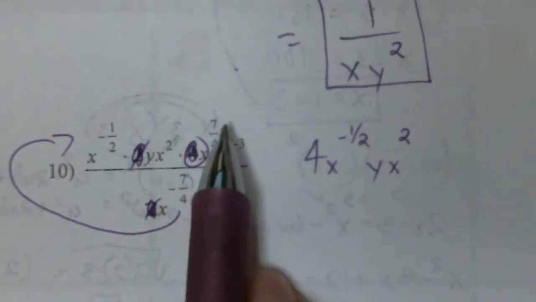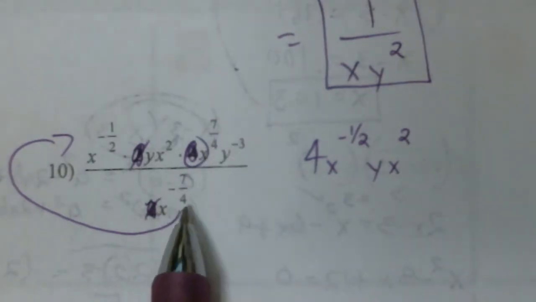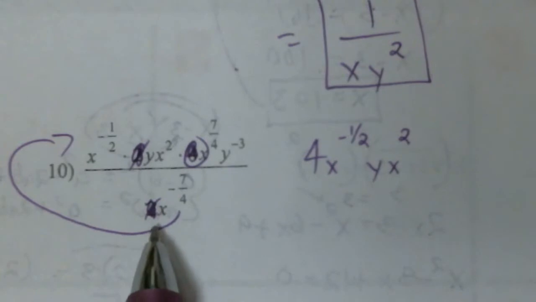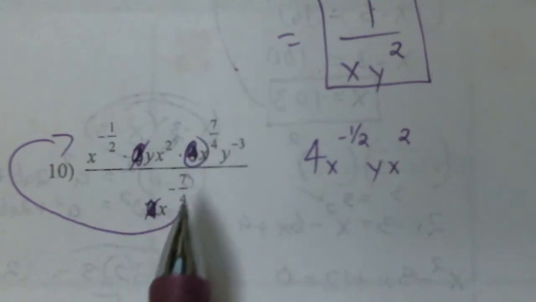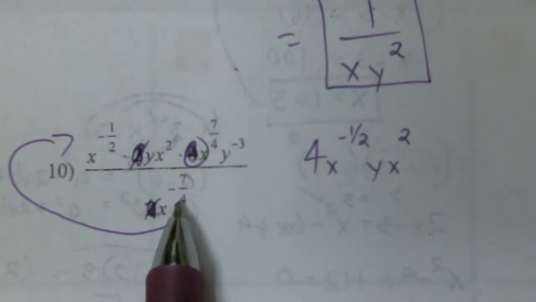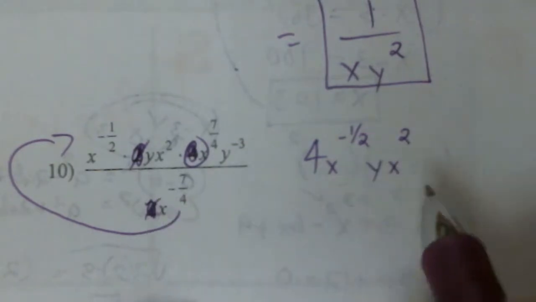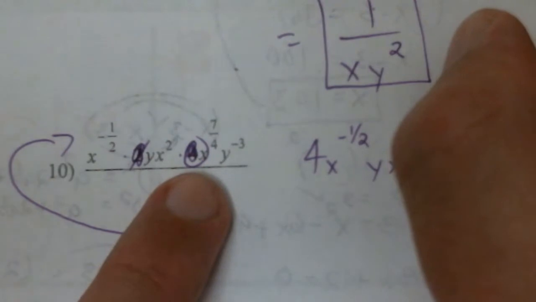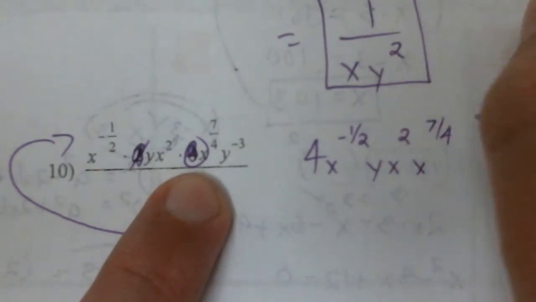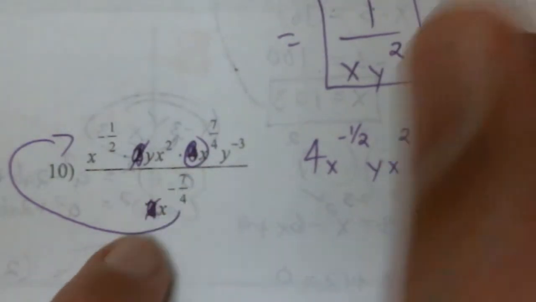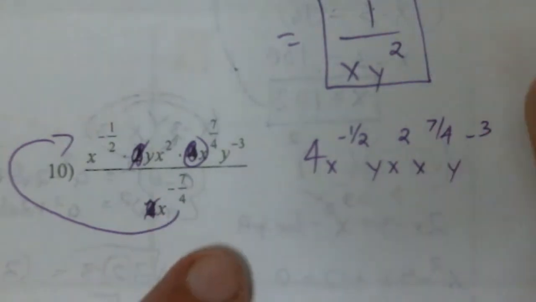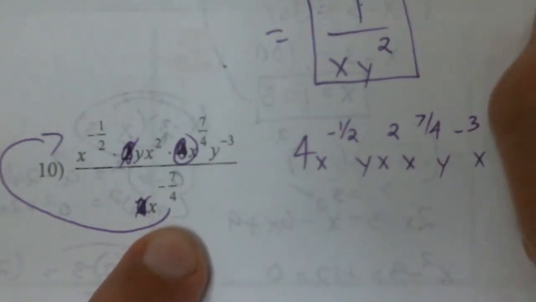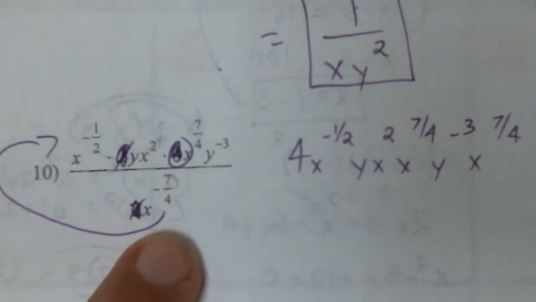Some of you may look at this and say, oh, I've got a 7/4 on top and a 7/4 on the bottom. Those don't cancel, because this one's raised to a positive 7/4 and that one's raised to a negative 7/4. So those do not cancel. Up here on top, I've got the original x to the 7/4, and then y to the negative 3, and then I'm throwing this on top. So now I have another x to the 7/4 on top.